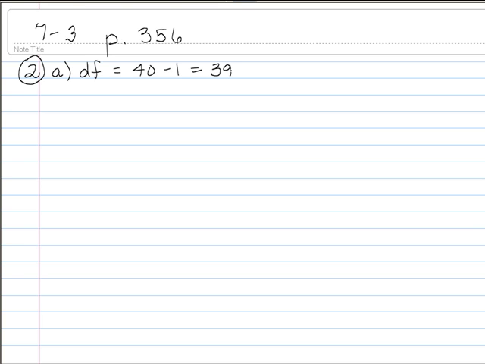B, find the critical t sub alpha over 2 corresponding to n equal to 40 and a 95% confidence level. So degrees of freedom is 39. Alpha is going to be 1.00 minus 0.95, since our confidence level is 95%. So those are the two that we need for our table.